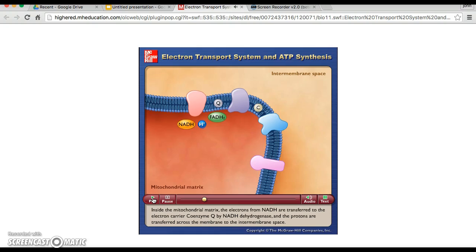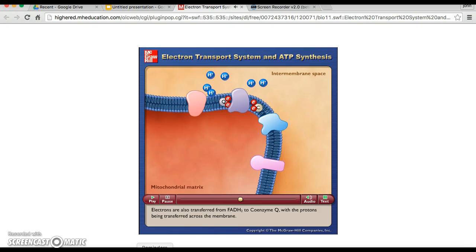FADH2. Inside the mitochondrial matrix, the electrons from NADH are transferred to the electron carrier coenzyme Q by NADH dehydrogenase, and the protons are transferred across the membrane to the intermembrane space. Coenzyme Q carries the electrons to the cytochrome BC1 complex. As the electrons move from the BC1 to cytochrome C, more protons are carried from the inside to the outside of the membrane. Electrons are also transferred from FADH2 to coenzyme Q, with the protons being transferred across the membrane.